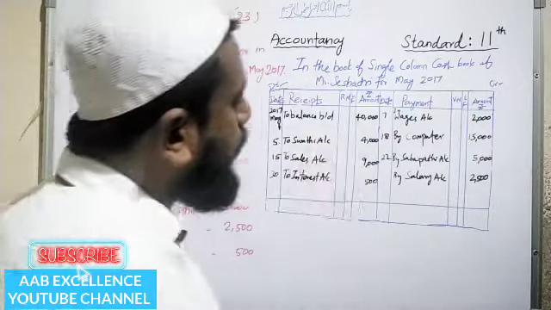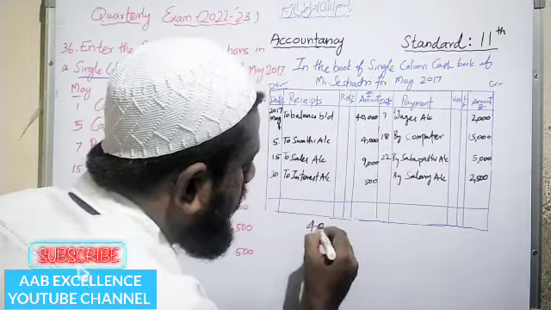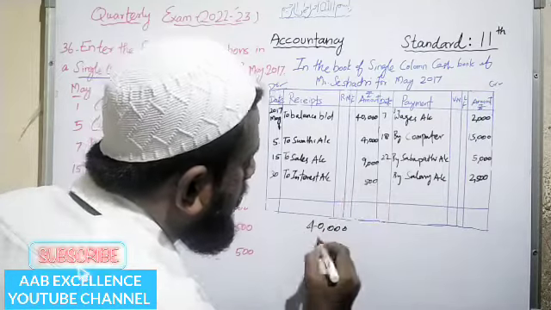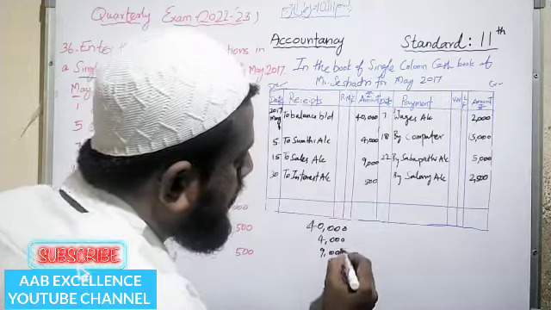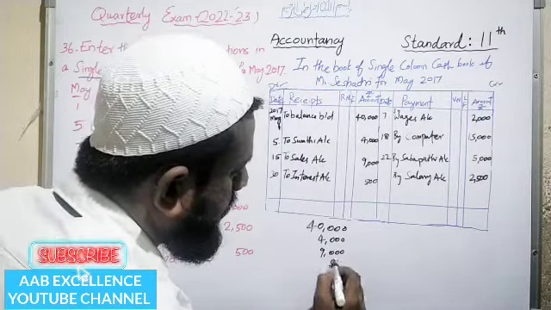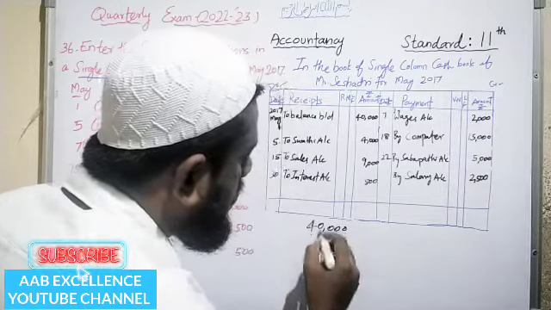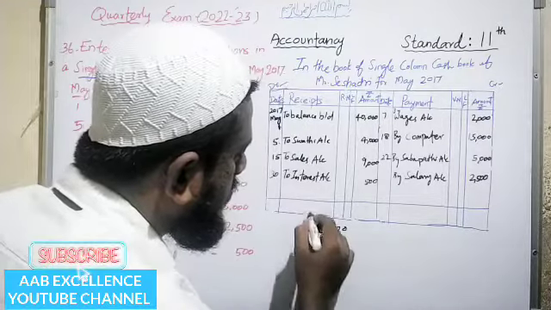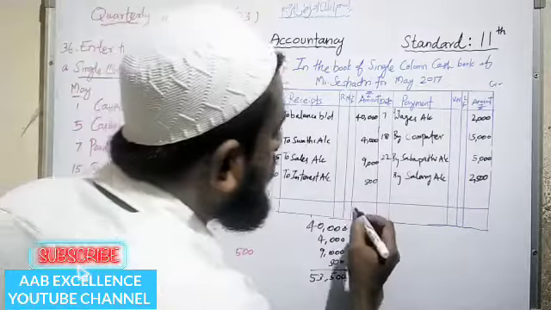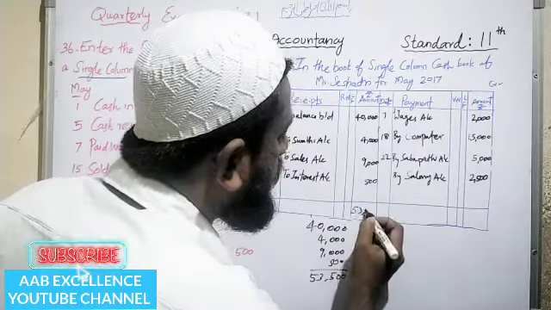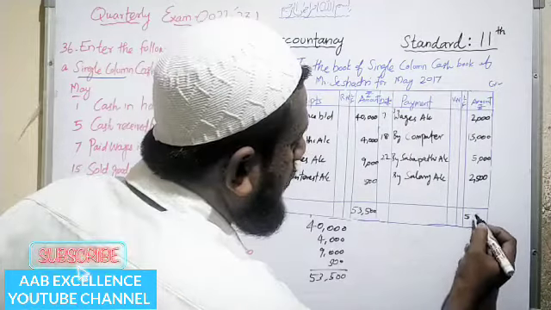40,000. 40 plus 4, 44. We have to calculate it on this side. So 40,000, 4,000, then 9,000. Next 500. So how much? 0, 0, 5. 4 plus 9, 13. Carry 1, 5. 53,500. Okay. So we have to post 53,500. The same amount will be posted on the payment side.